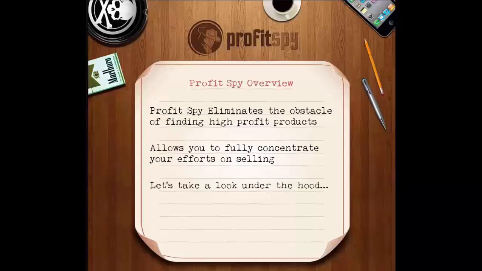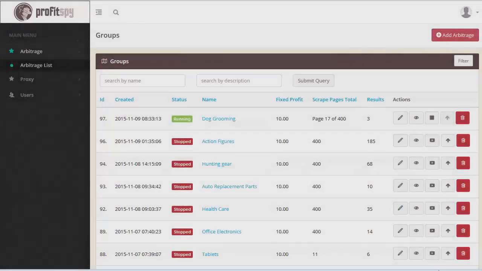Now, with that being said, let's take a look under the hood on how this extremely useful application works. We're now inside the software dashboard of Profit Spy. Obviously, the fundamental purpose of the software is to quickly find products on Amazon to sell on eBay. However, you'll quickly see it does so much more than that.